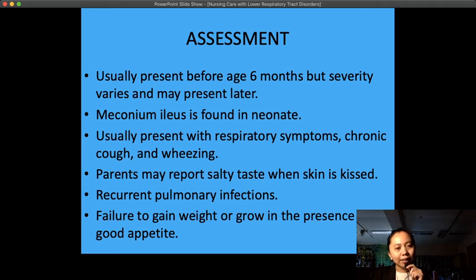Okay, so assessment usually present before age 6 months, but severity varies and may present later. Meconium ileus is found in neonate. Okay, so usually, you know what a meconium is, right? So usually present with respiratory symptoms, chronic cough, and wheezing, and parents may report salty taste when skin is kissed. So recurrent pulmonary infections, failure to gain weight or grow in the presence of a good appetite.